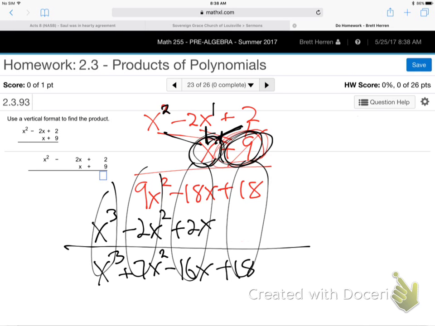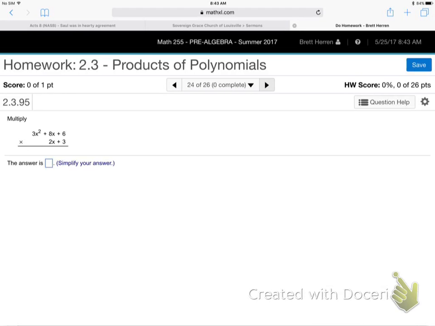So let's try. How about we try one more of these vertical ones? And you can do it whichever way you're comfortable with. Put it like 5 lessons later. Here it is all of a sudden. All right. So let's try that one. 3x squared plus 8x plus 6, times 2x plus 3. Let's do it vertical.